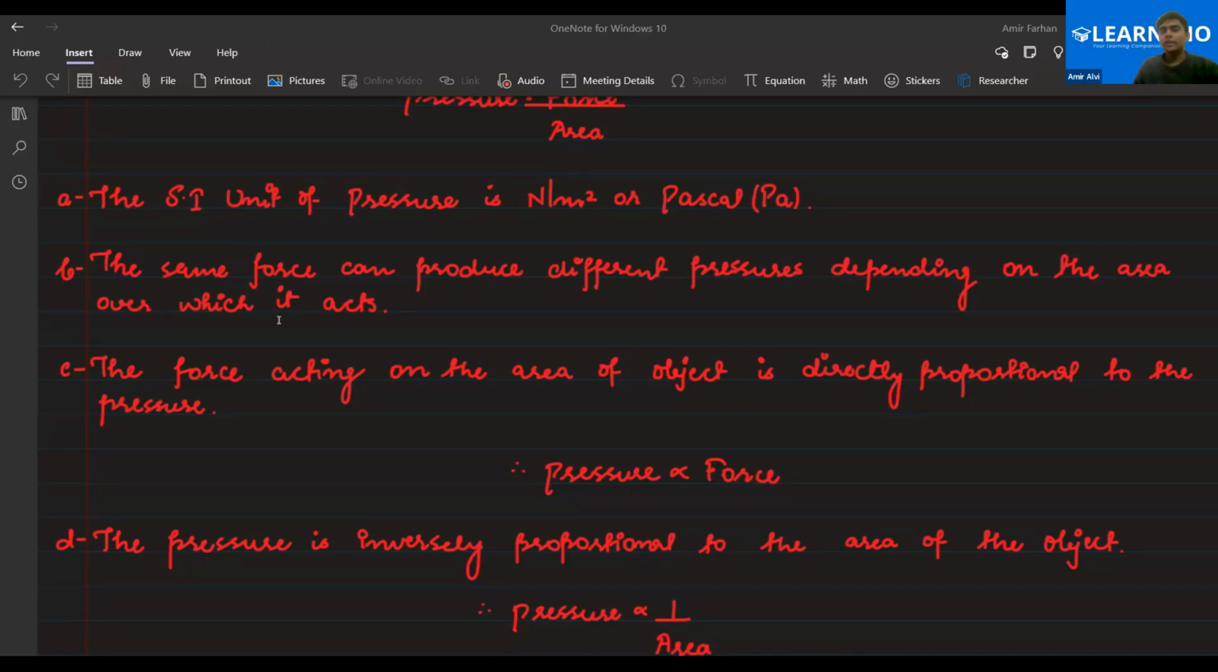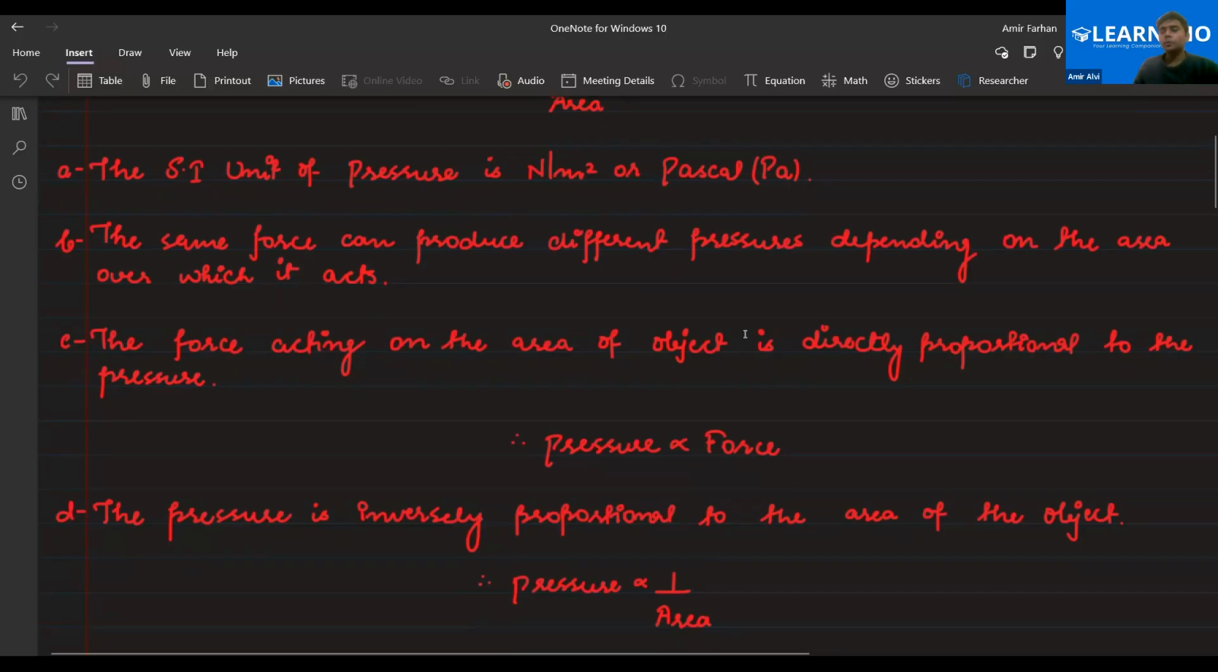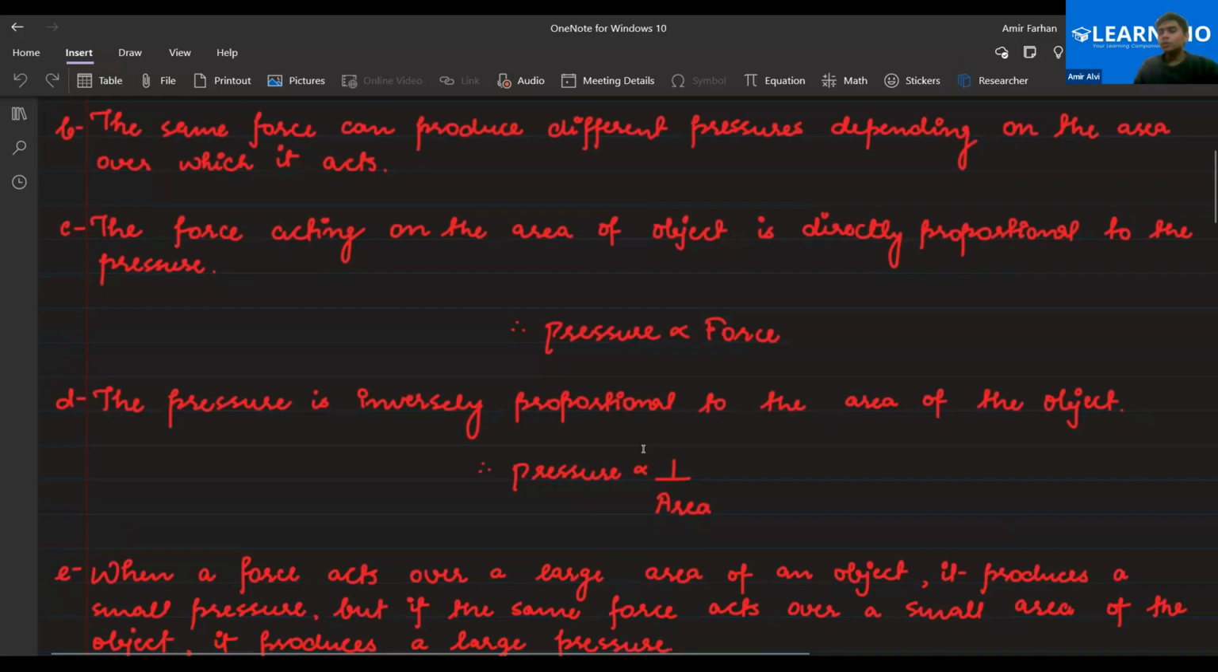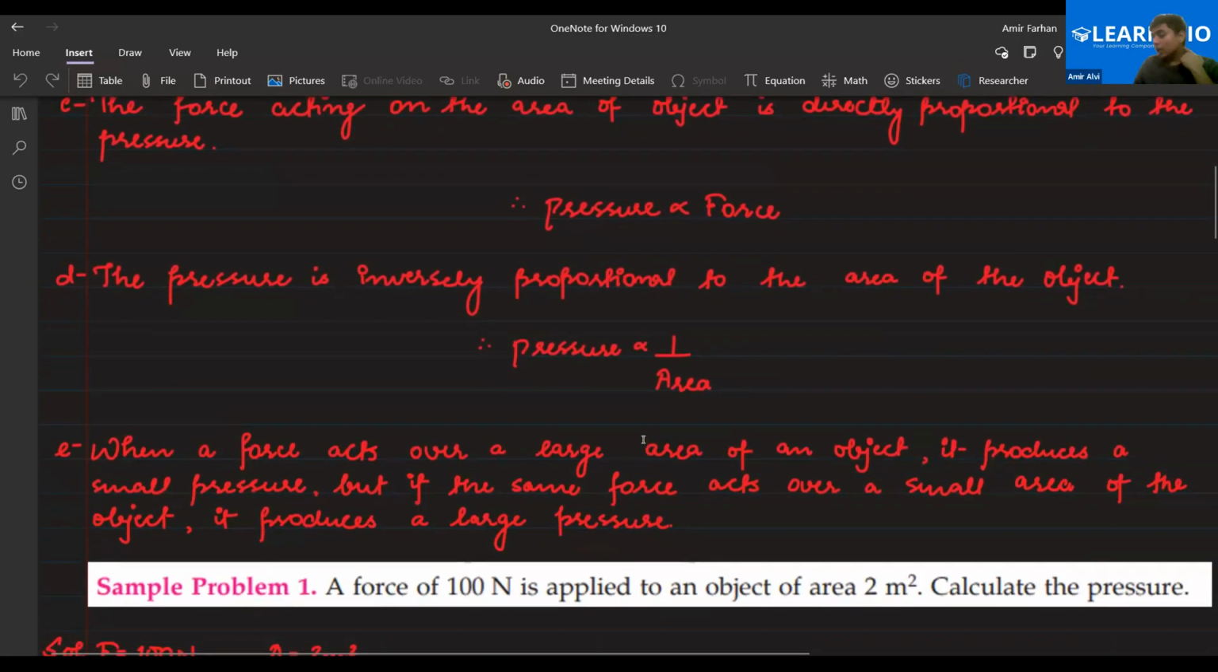Okay, so the pressure on the area of the object is directly proportional to the force. That means if you increase the force, the pressure is going to increase. Next, the pressure is inversely proportional to the area of the object. When a force acts over a large area of an object, the pressure produced is less. But if the same force is acting on a small area, it will produce a large pressure. Is that clear to all of you? Yes, sir.